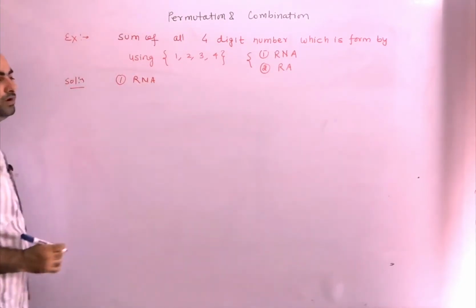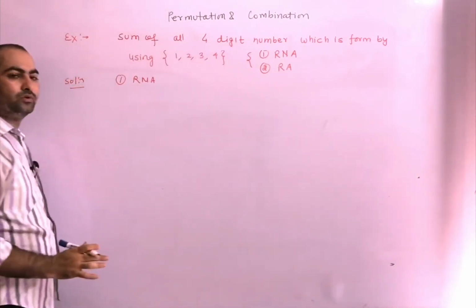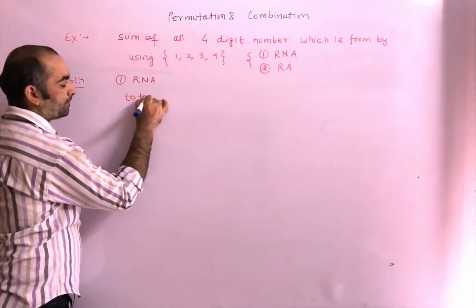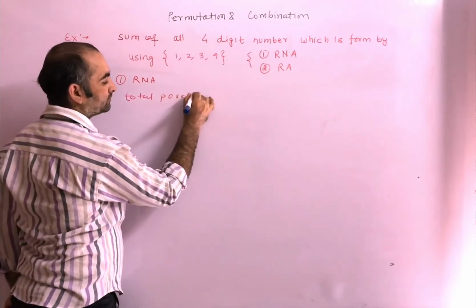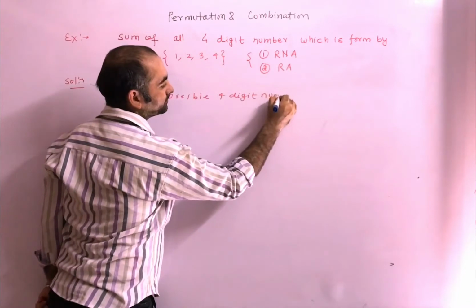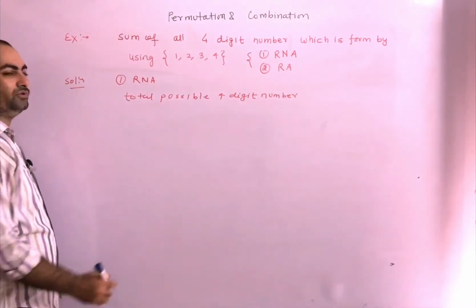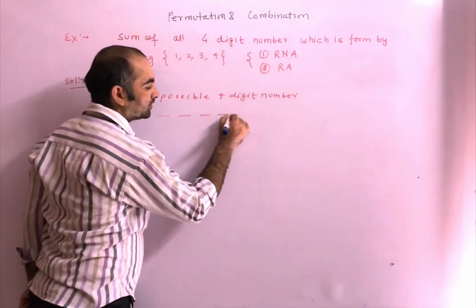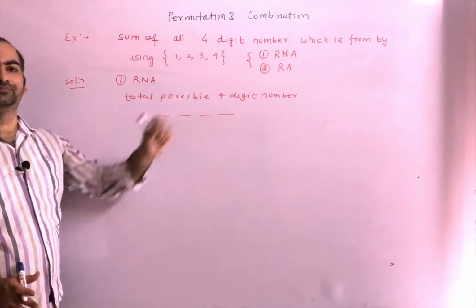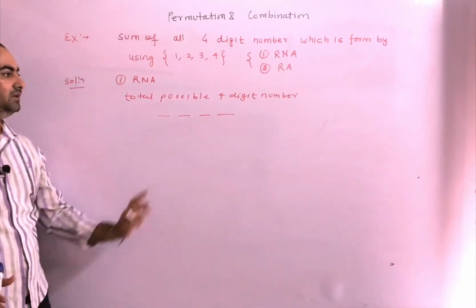First part is repetition not allowed. Now we want the sum of all 4-digit numbers. So first we are finding the total possible 4-digit numbers. That means you have to take 4 places, and all the 4 places you have to fill by 1, 2, 3, 4. We want a 4-digit number, so you have to fill all the 4 places. That means your task is filling all the 4 places.